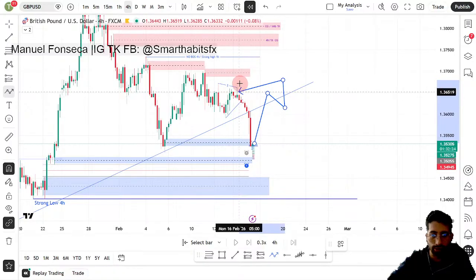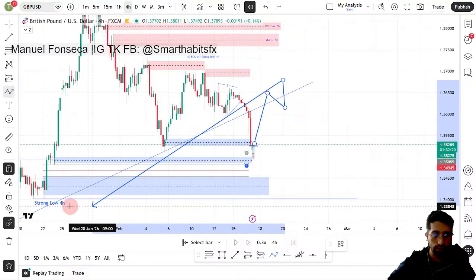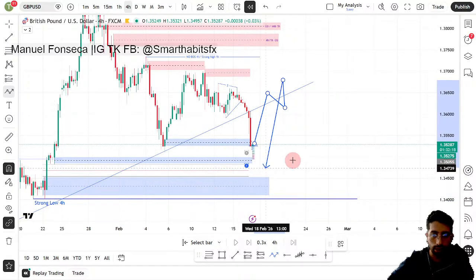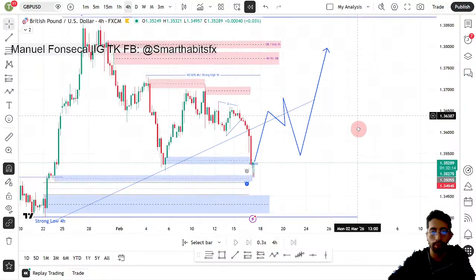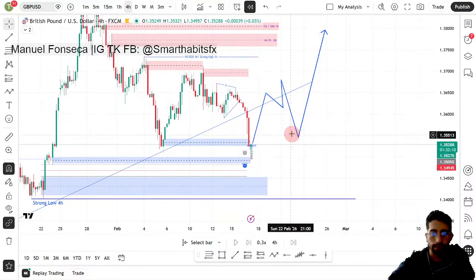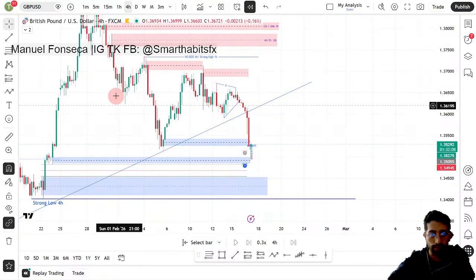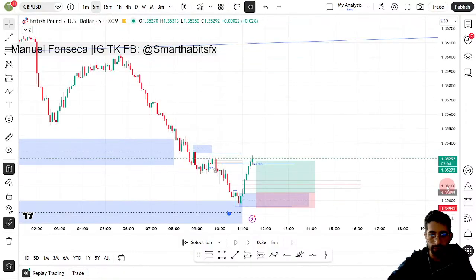Once it makes a break of structure with a bottom of the candle, I could determine that this is my new strong low of 4 hours, and the price may go down and boom, keep reacting upwards because here is plenty of liquidity accumulated. So far that's what I'm waiting for. Now I don't know if the price will do that, so it's just a matter of waiting.